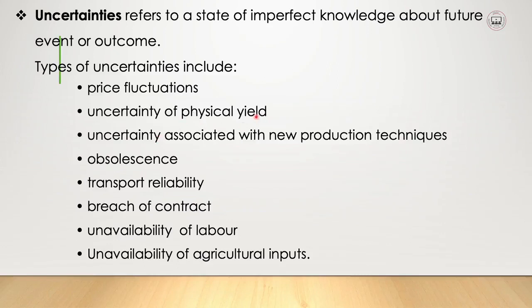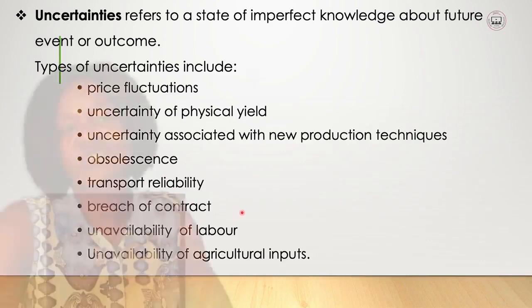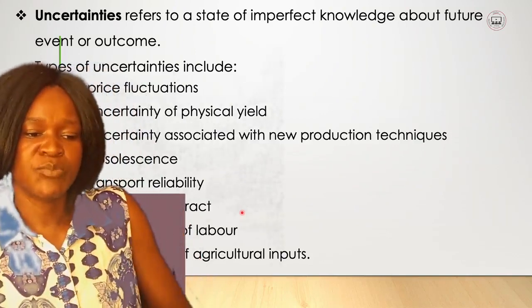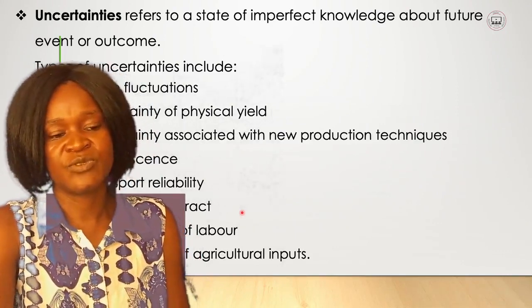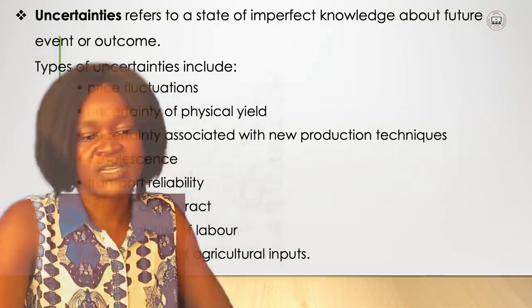You never know. You have planned that you harvest 100 kgs, but you never know the actual physical yield. Uncertainty associated with new production techniques, obsolescence, transport liability, breach of contract. You might be in contract with some company so that you'll be delivering your produce, but sometimes the contract may be breached, so you never know. Just because you already signed for 5 years, but for 2 years they say we are done.